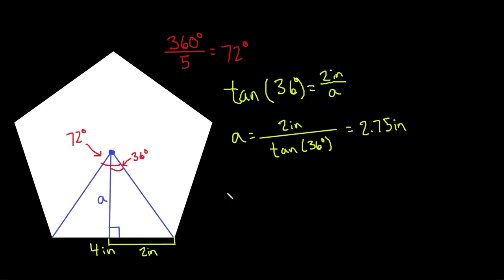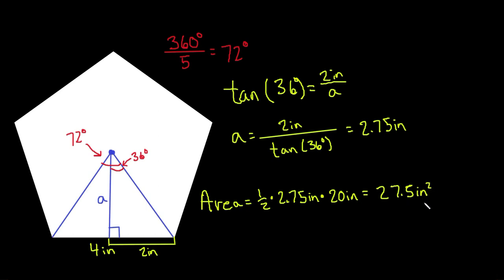Okay, now let's go ahead and put that into our area formula. Area equals 1/2 times the apothem, 2.75 inches, times the perimeter. Since one side length is 4 inches, and there are 5 equal side lengths, our perimeter is 20 inches. So if you plug this in, you're going to get 27.5 square inches.